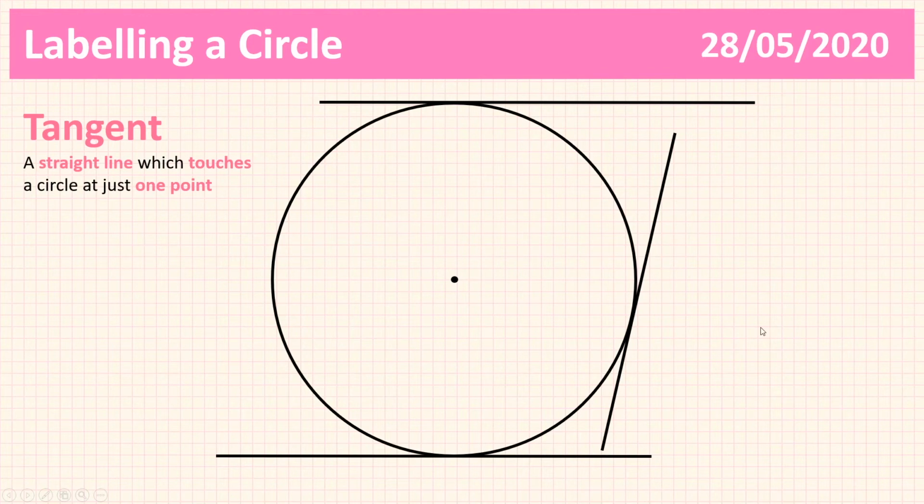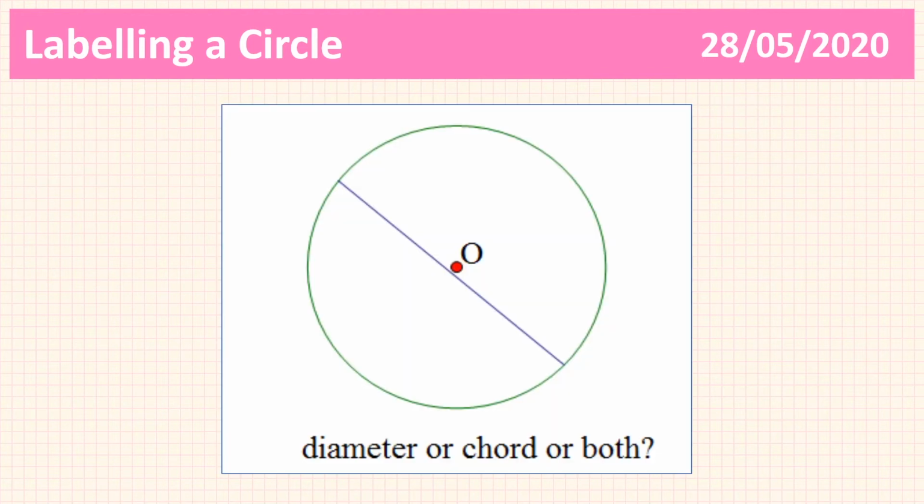Okay, so now we're just going to check if we've understood what the key definitions are for these words. There's key points for each of these parts of a circle, and you need to understand those key points so that you know exactly what each of them is. So here's your first diagram. The blue line there, is it a diameter, a chord, or both? Please pause the video and have a think.